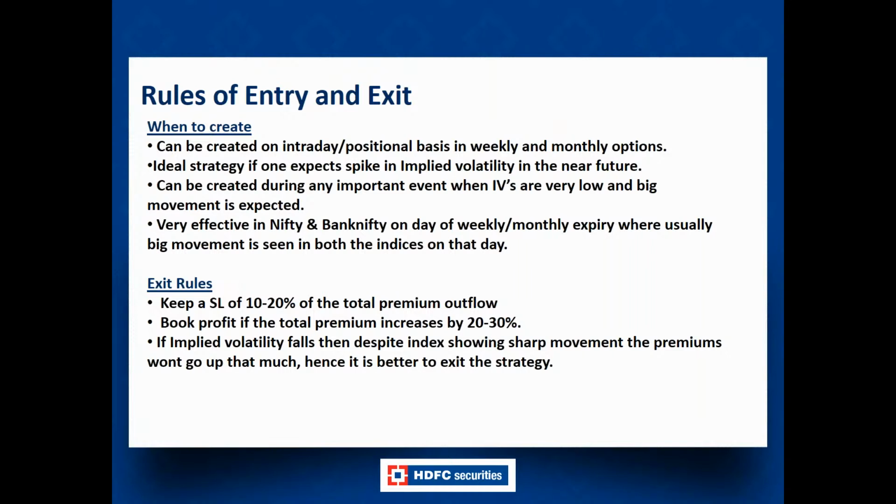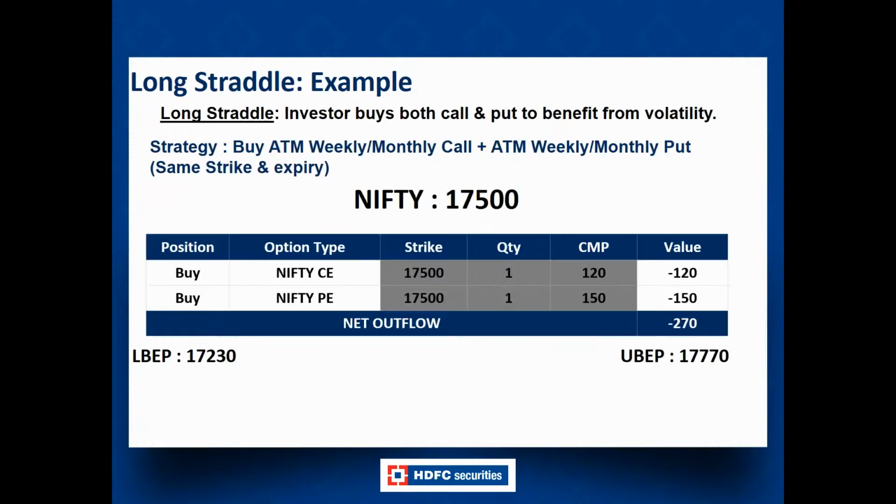Now let us understand with an example. Suppose Nifty is at 17,500 levels, and I feel that in the coming trading sessions, Nifty will show big movement in either direction, but in which direction I'm not sure. So how you can do this long straddle strategy is by buying an at the money call and an at the money put of the same strike price and the same expiry. This is how you can make a long straddle.